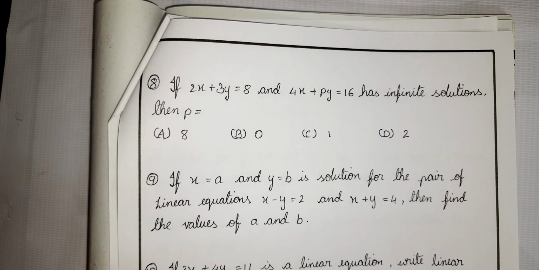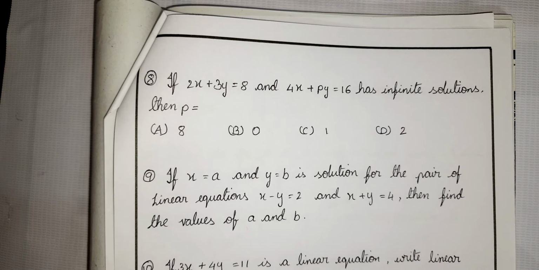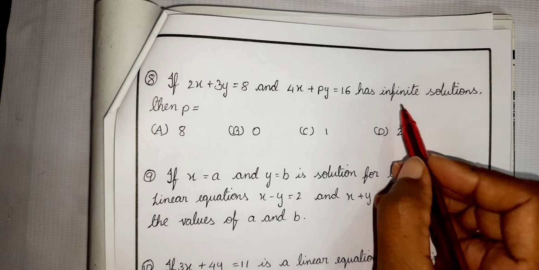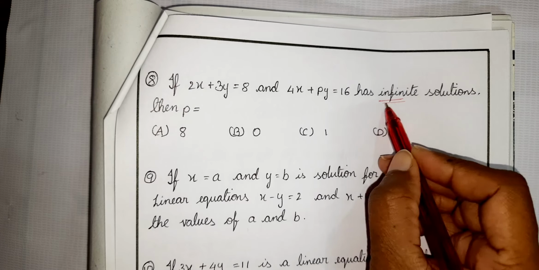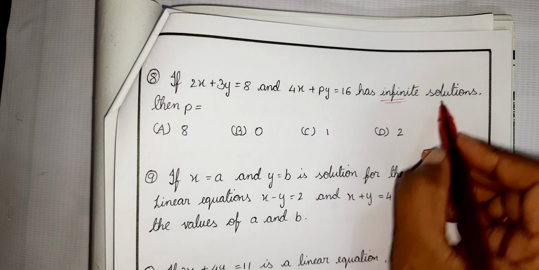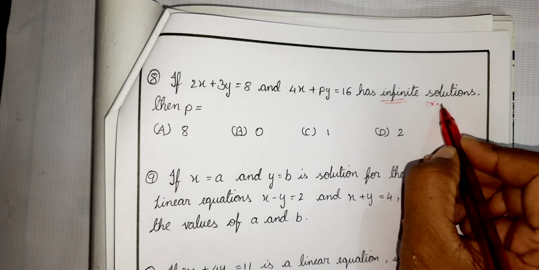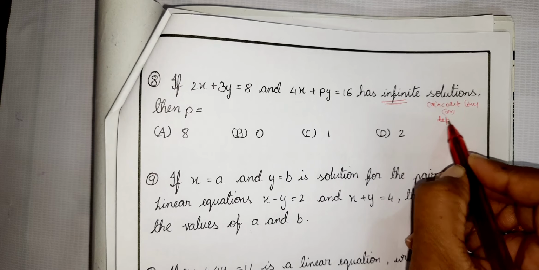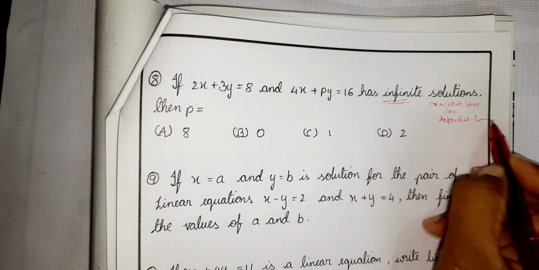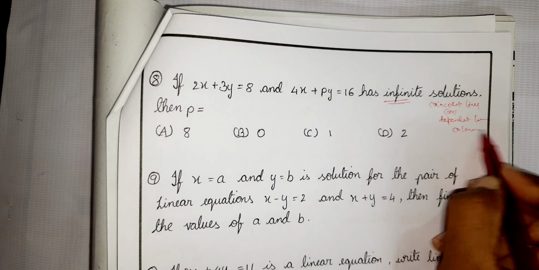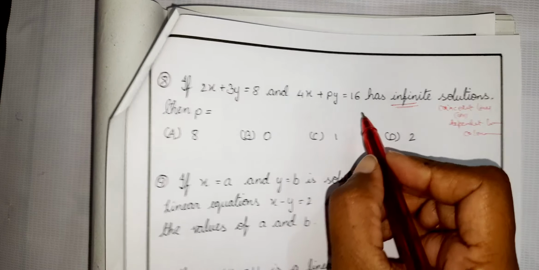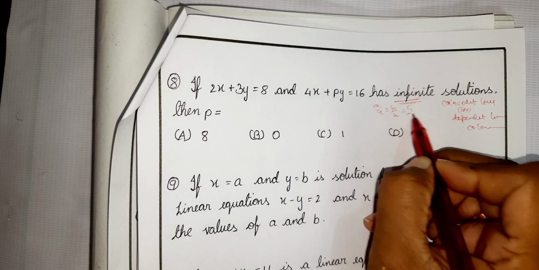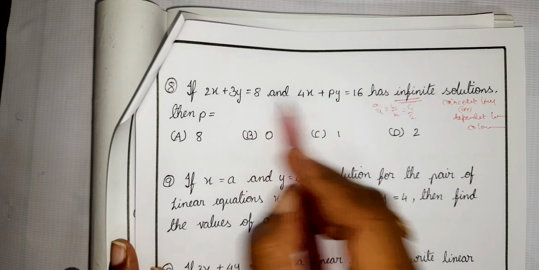Now the next question: if 2x plus 3y is equal to 8 and 4x plus py is equal to 16 has infinite solutions. Infinite solutions means, when is this possible? Coincident lines, or what we call dependent lines, or collinear lines, right? So what is the condition? The condition is a1 by a2 is equal to b1 by b2 is equal to c1 by c2. Now apply the condition, c1 by c2.